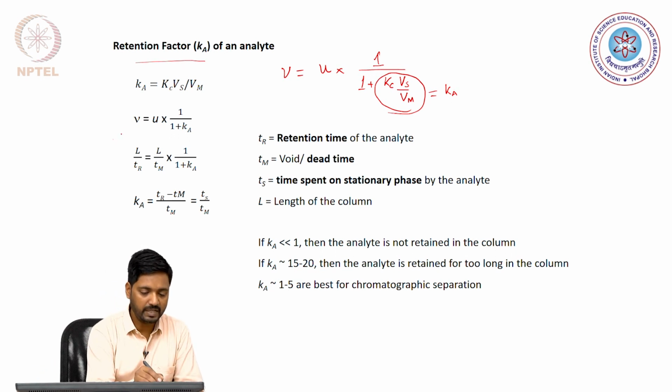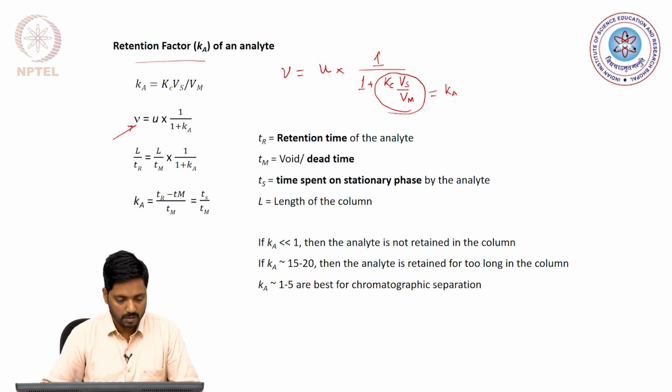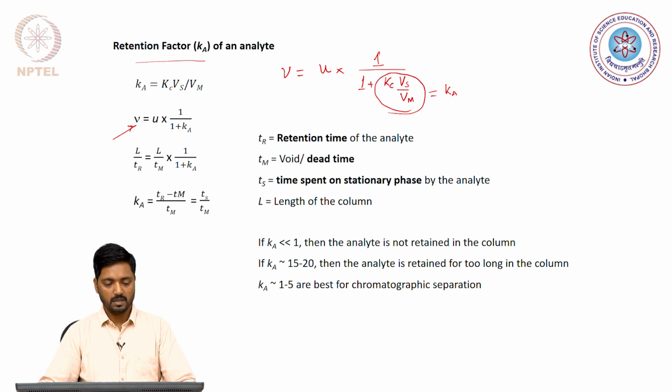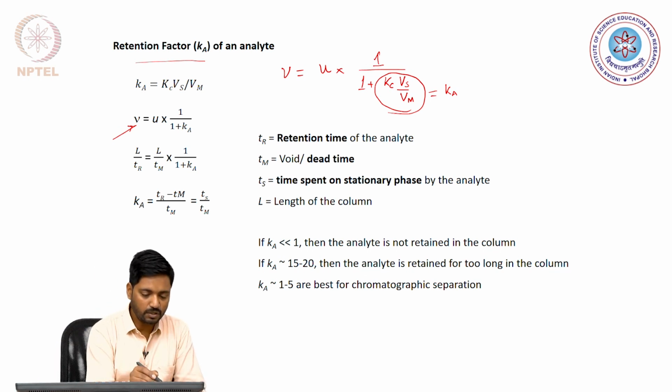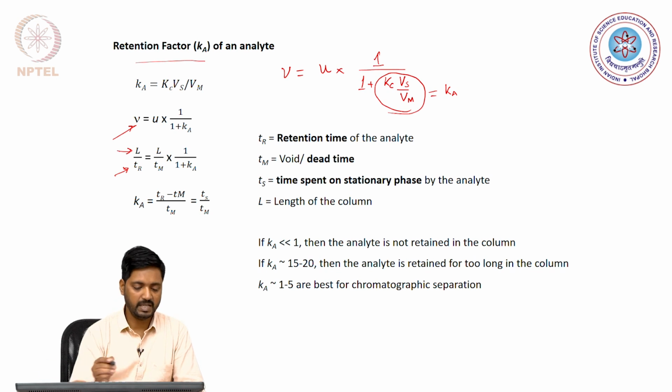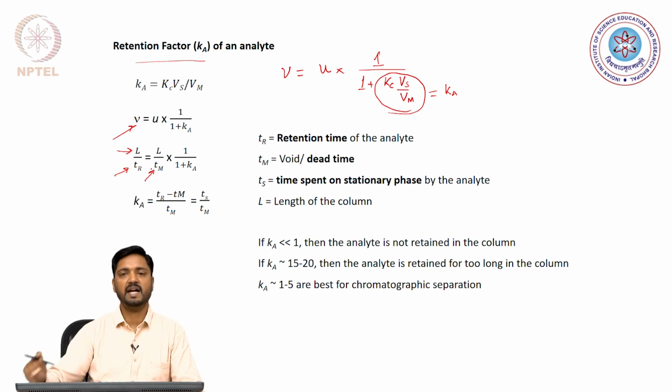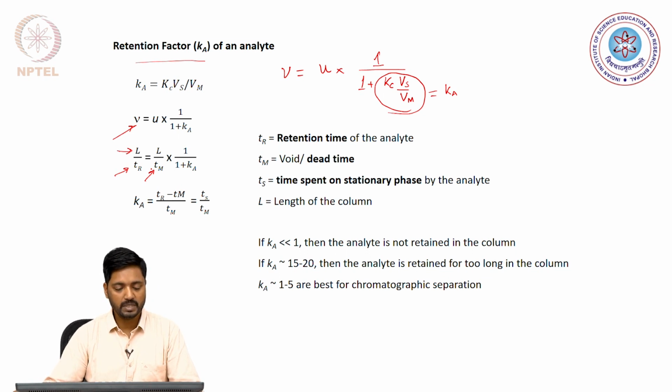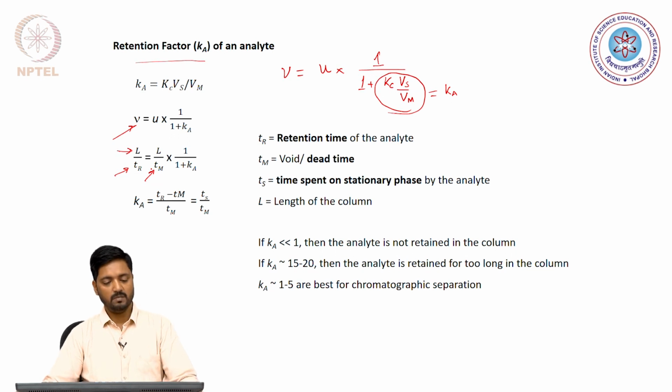Now, this small k a can replace the term Kc into Vs by Vm, and we get a different equation for the average velocity of the solute in the chromatography column. Now, everything can be written in terms of the length of the column L and the retention time taken by the analyte as well as the void time, which is the time taken by the mobile phase to elute out. So, the equation boils down to L by Tr, which is the velocity of the analyte, is equal to L by Tm, which is now the velocity of the mobile phase, multiplied by 1 by 1 plus Ka, where Ka now is our retention factor.